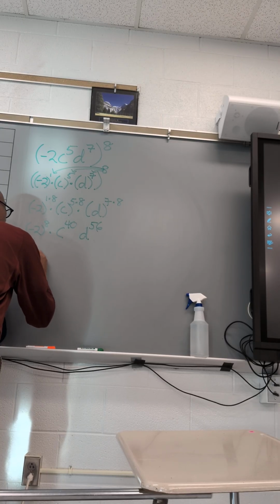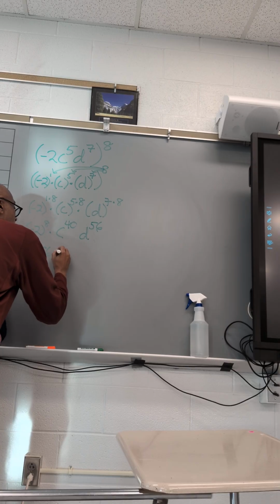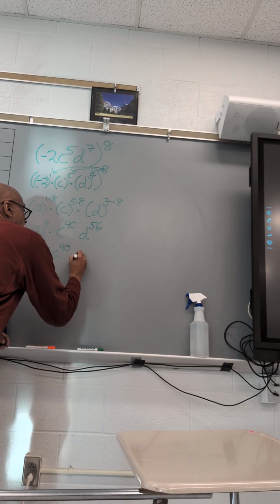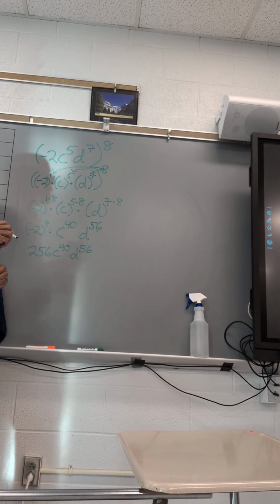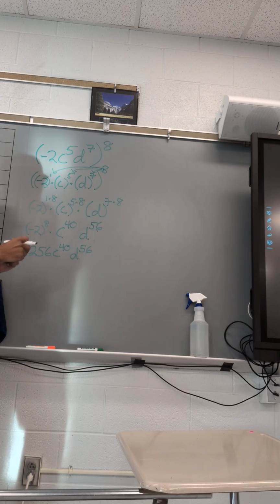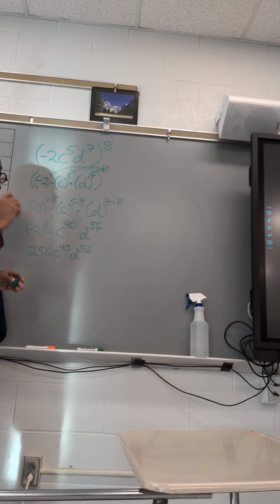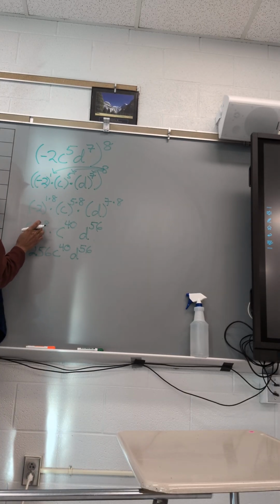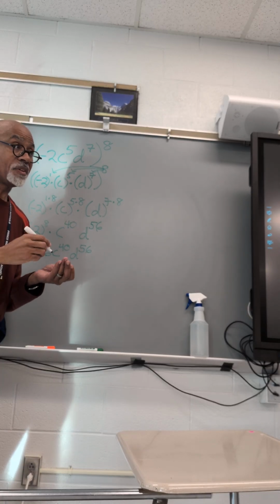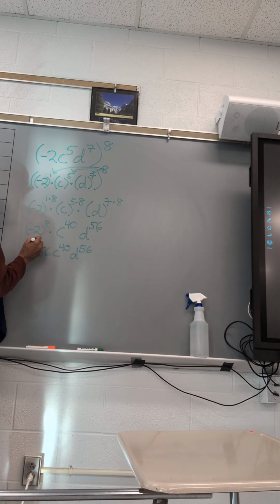So I think you end up with 256, somebody check me, c to the 40th. Is that correct? Negative 2 to the 8th. Make sure you put the negative 2 in parentheses, please. Did you put the negative 2 in parentheses? Because if you don't, you'll get it wrong. Because you don't remember that if you raise a negative number to an even exponent, it's always going to be positive. So this is the final answer.